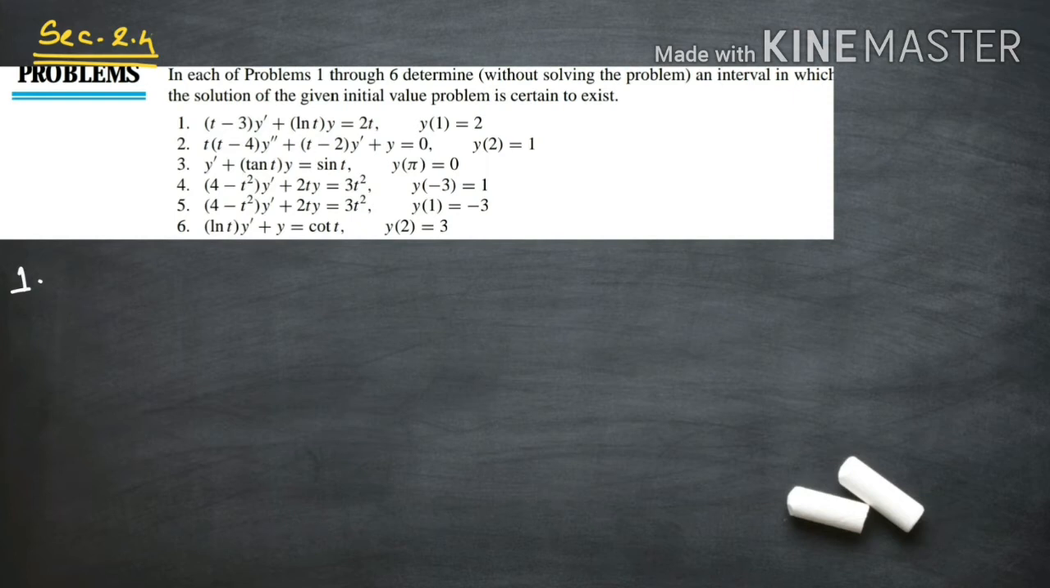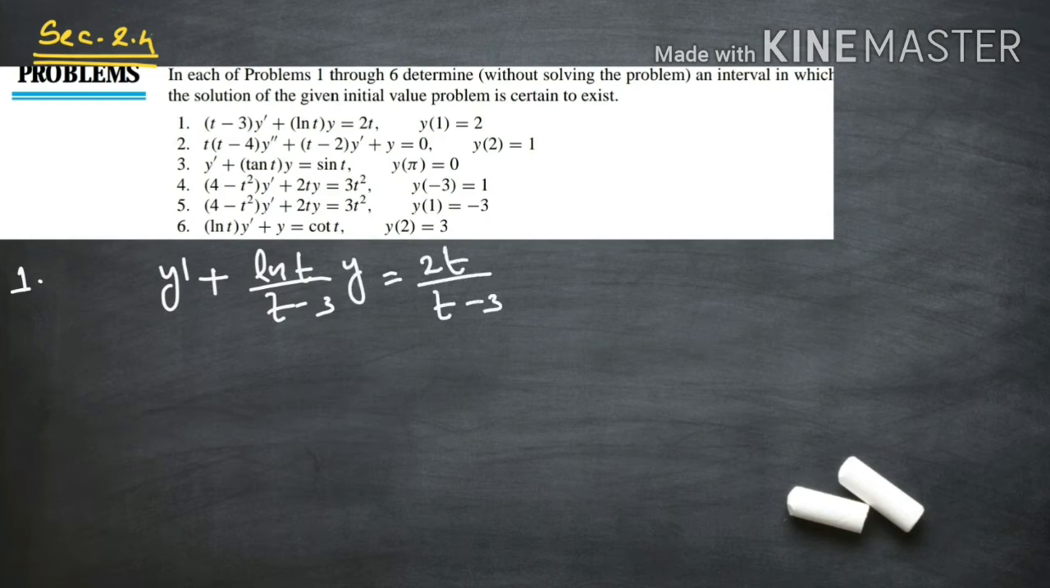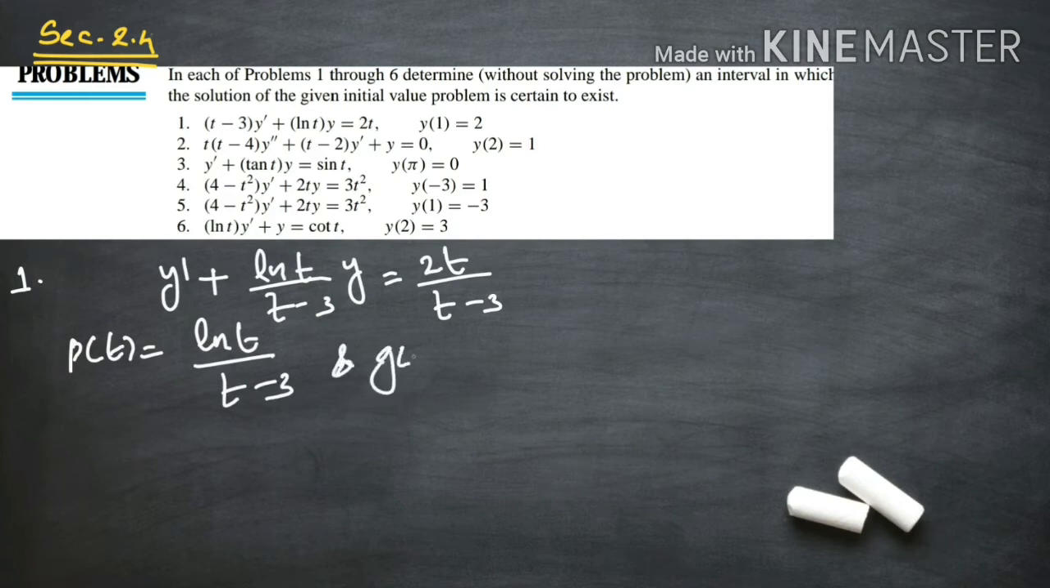So for that we have to make the coefficient of y dash 1. We divide throughout by t minus 3. So it is y dash plus log t by (t minus 3) into y equal to 2t by (t minus 3). Now this equation is of the form y dash plus p of t into y equal to g of t. Here p of t is equal to log t by (t minus 3) and g of t is equal to 2t by (t minus 3).